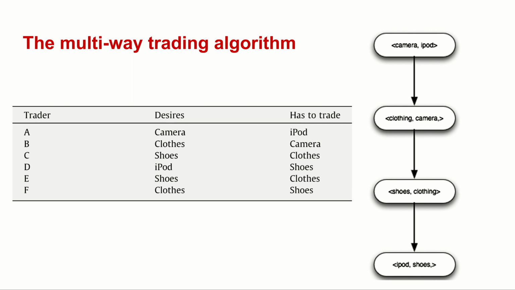The root is offering an iPod. Repeat. We look for any trade that is offering shoes. We found one. D is offering shoes. And now we check to see if D desires what the root is offering. It is. D wants an iPod, and now we have our sequence. A trades with B, trades with C, trades with D, trades back with A. And everything works out. Everyone's happy.